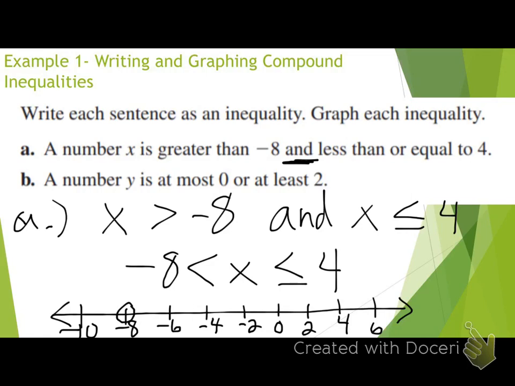What number is my second circle going to go on? 4, because 4 is the number, a part of my second inequality. Open or closed circle on 4? Closed. It's got the line under it. It's or equal to. So I've got a closed circle on 4. Erase this one to give me a little bit of room here.